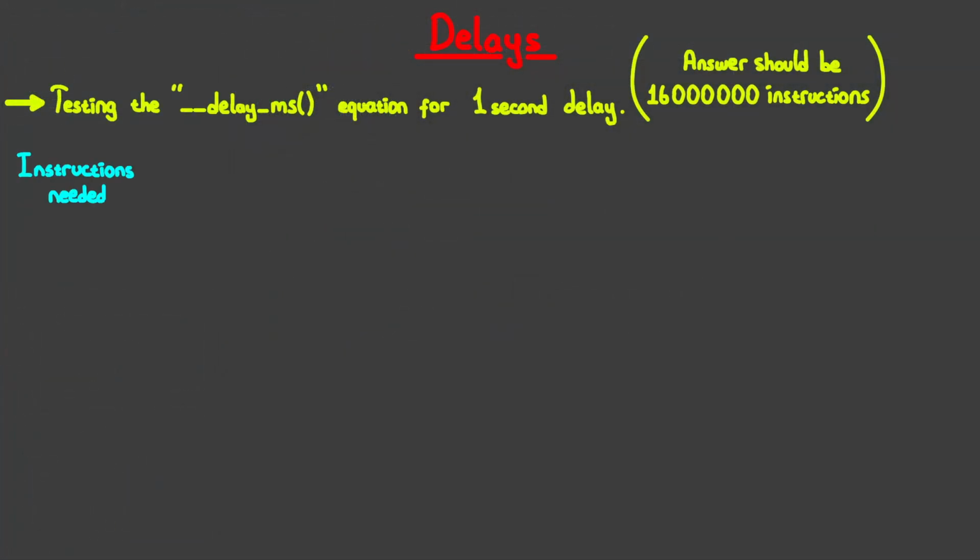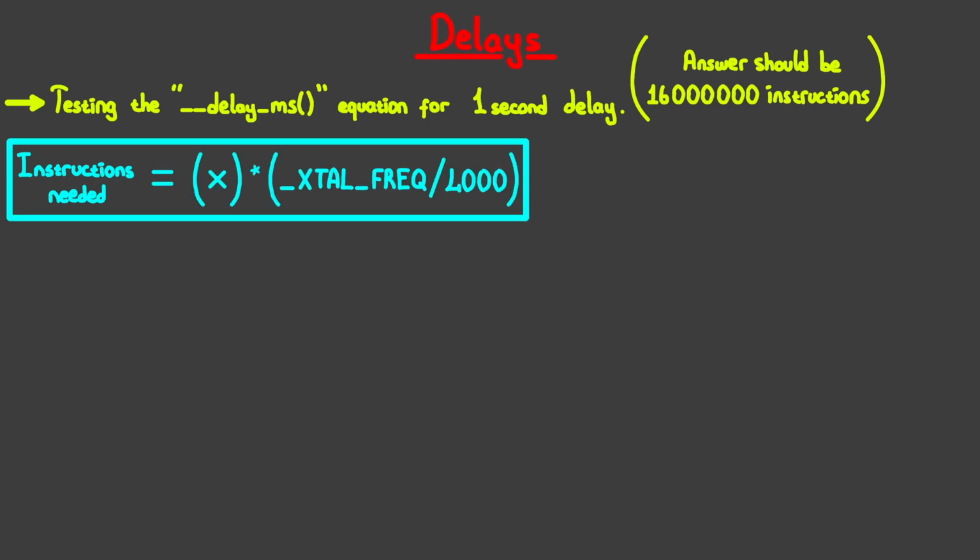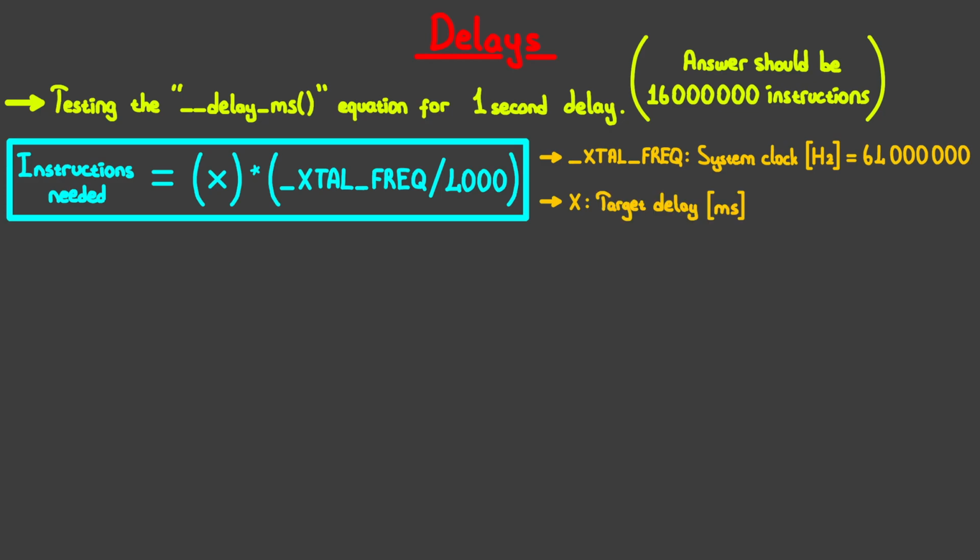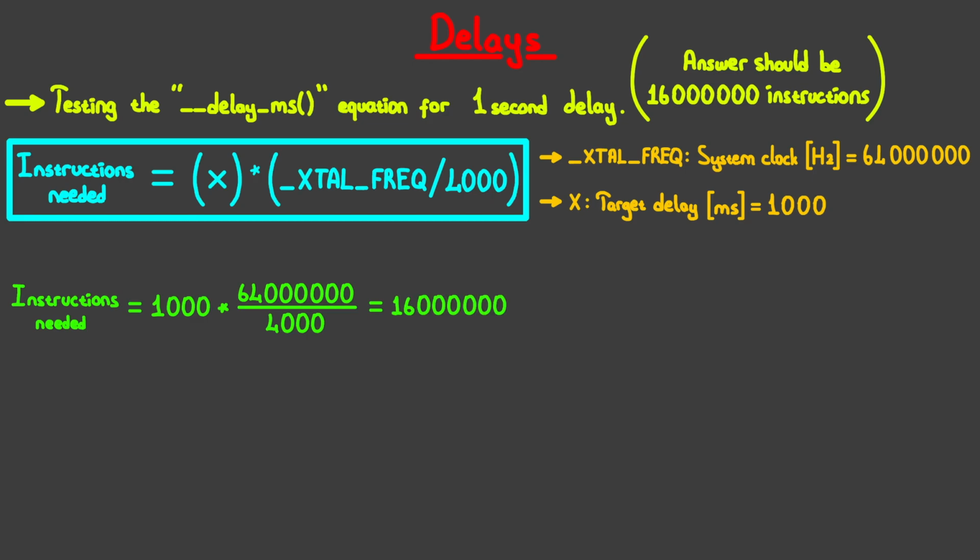The instructions calculated will be x times this term divided by 4000. This term refers to your system clock, so it's 64 MHz, which is 64 million. And x is the value you pass on to this function, which is your target delay. To generate a 1 second delay, you need to pass 1000 here, right? Since this is in terms of milliseconds. And as you can see, this term does indeed equal 16 million. Where does this 4000 come from?